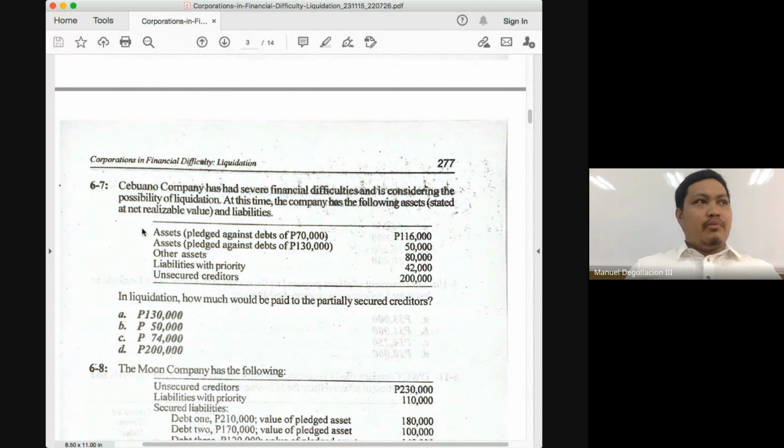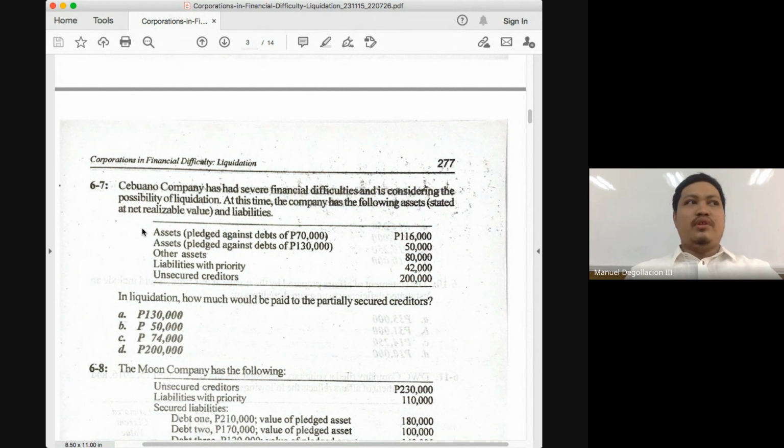So the question in problem 6-7 is how much would be paid to the partially secured creditors? First, we will have to identify which of these is secured. You can see liabilities with priority here amounting to 42,000. Then you will have unsecured creditors amounting to 200,000.